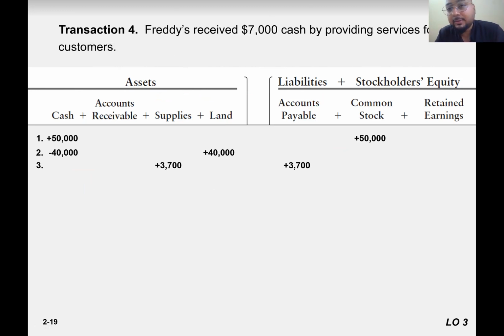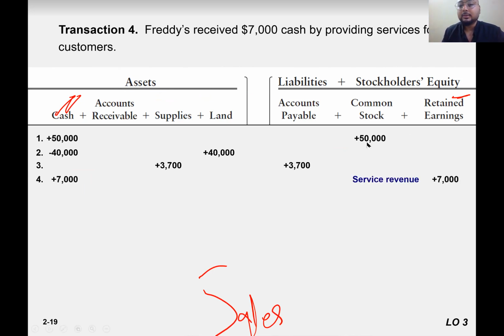Transaction 4. Freddy's received 7,000 cash by providing services to customers. It means, of course, cash 7,000 is going to be increased here. Now, you provide services and receive 7,000. It means these are your sales or revenue. Does revenue belong to assets? No. Liabilities? No. Stockholder equity? Yes, under retained earnings. It goes to retained earnings through net income, and net income is revenue minus expenses. So that's why these two accounts are going to hit. You see 7,000 here, 7,000 here, right? You may ask questions at every step, so don't hesitate.